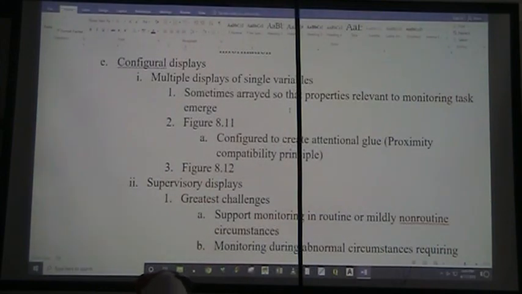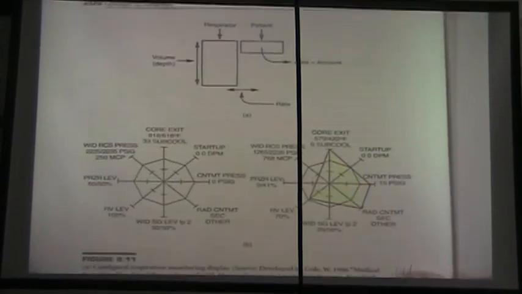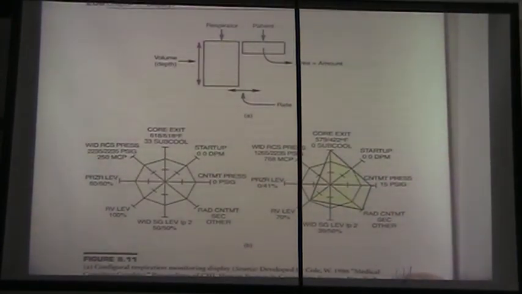All right, here we go. And that's page 206. And this is page 207. All right, so I'm going to switch to camera and show you figure 811. Okay, and these are two different kinds of configural displays.